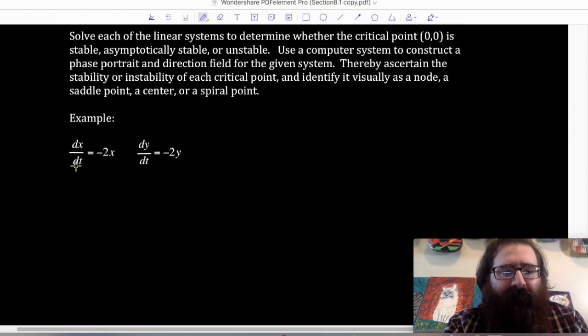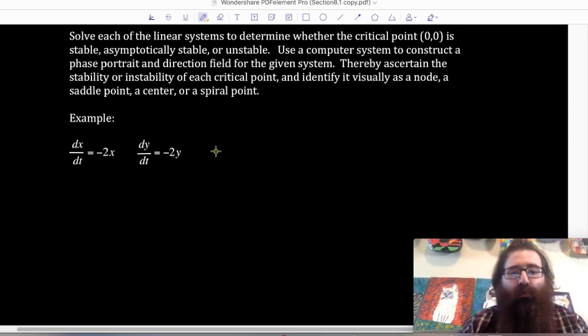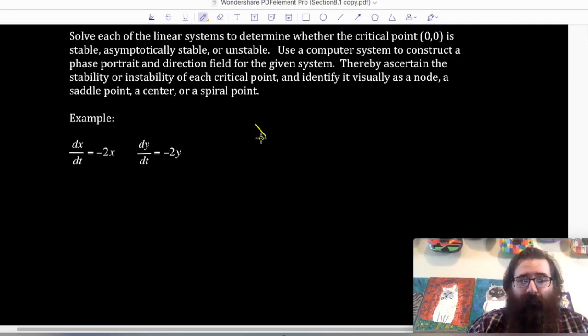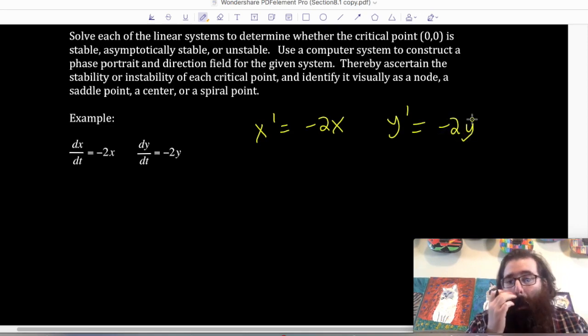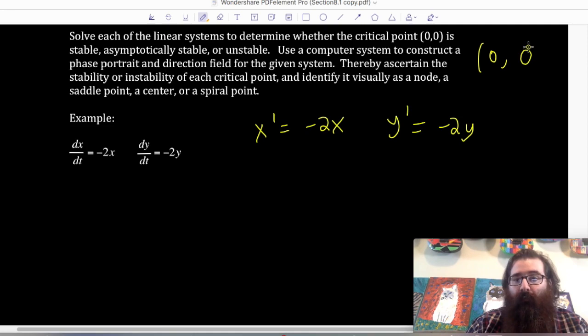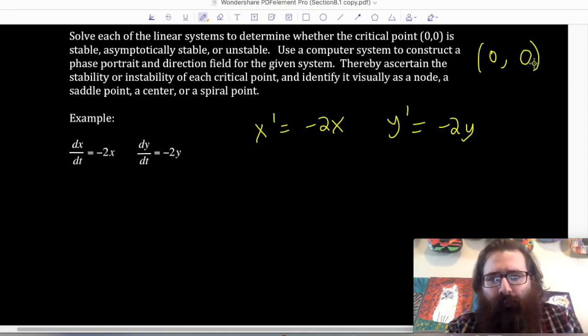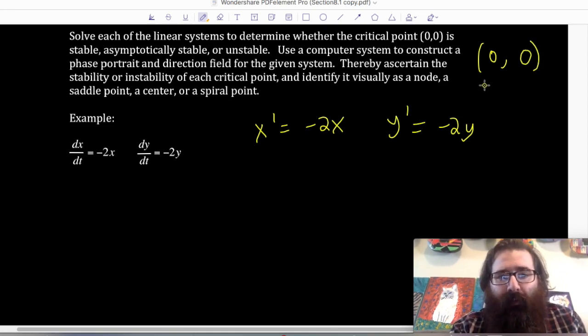Now, first of all, I have dx/dt equals negative 2x and dy/dt equals negative 2y. If you'd like, you could rewrite this with the prime notation: x prime equals negative 2x, y prime equals negative 2y. And you could show that this means that 0, 0 is a critical point. Certainly, if x prime is equal to 0, it follows that x would have to be 0. And if y prime is 0, well, then y would have to be 0. So 0, 0 is what we're talking about here for the critical point.